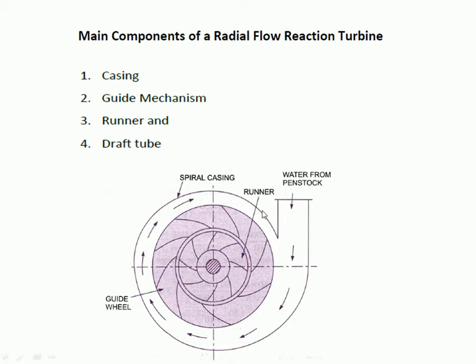Main components of a radial flow reaction turbine. There are four main components of a radial flow reaction turbine. First one is a casing. This is the spiral type of casing, you can see in this diagram. Next, guide mechanism, also called a guide wheel. Next, runner. This is the runner on which vanes are mounted. Last one is the draft tube, which is attached at the exit of the turbine.